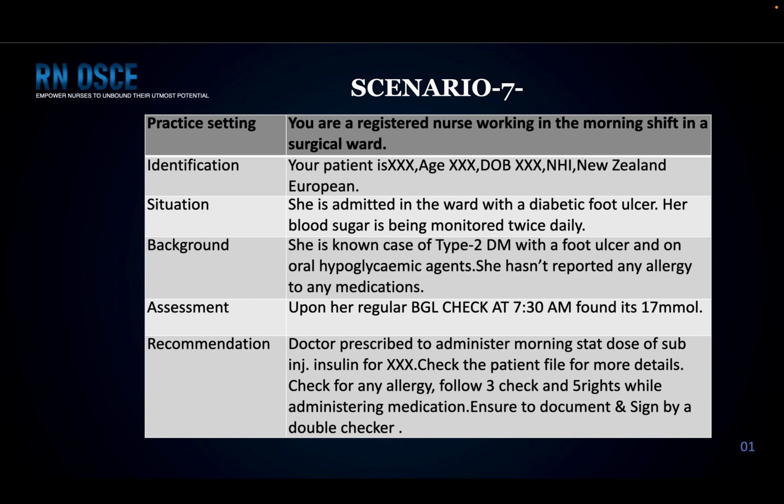She has a known history of type 2 diabetes mellitus with a foot ulcer and is currently on oral hypoglycemic agents. She has no known allergies to medication. Upon assessment, during the routine blood glucose level check at 7:30 am, her BGL was found to be 17 millimole per liter. Our recommendations are: the doctor has prescribed a stat dose of subcutaneous insulin for the patient. Please refer to the patient file for specific details.